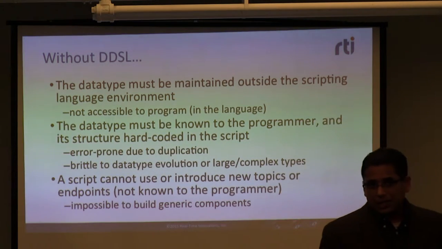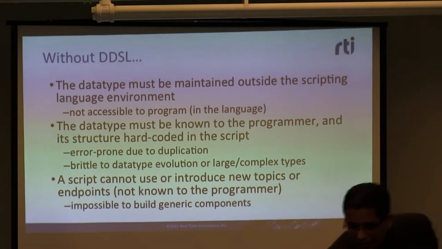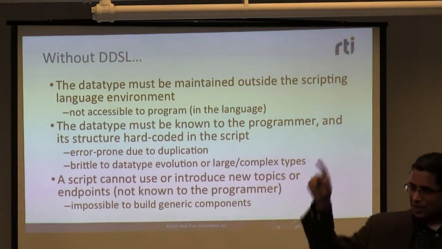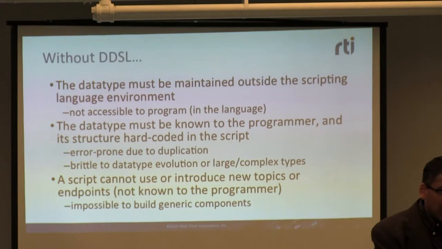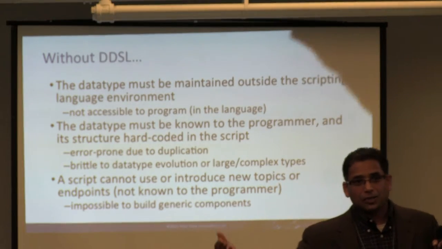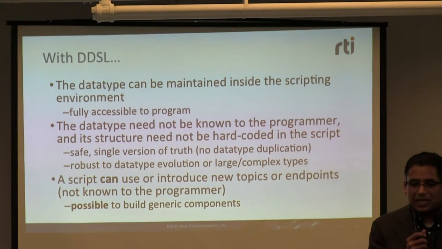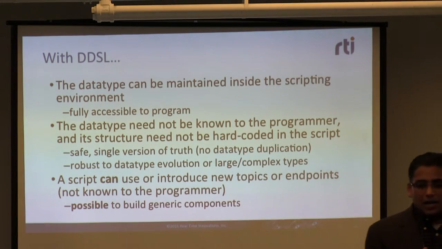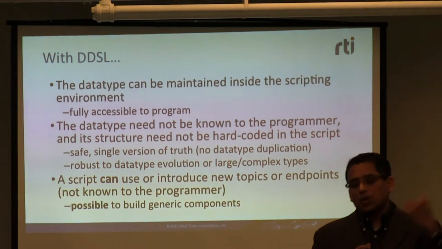And of course, if a script wanted to introduce new data types or new topics, it could not do that because it has no way of defining those things. So that is the situation without DDSL. And all you have is basically those string indexes into a complex data type, and you have to compose them by hand because you really don't have a way of accessing that data store, right? So now with DDSL, this data type can be maintained inside the scripting environment. It's fully accessible to the program. Okay, the data type need not be known to the programmer explicitly. So it discovers the data type.